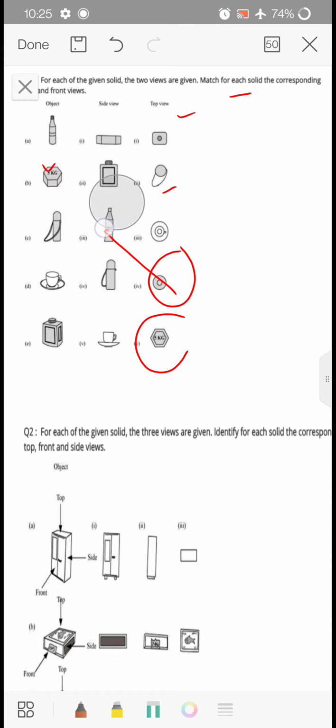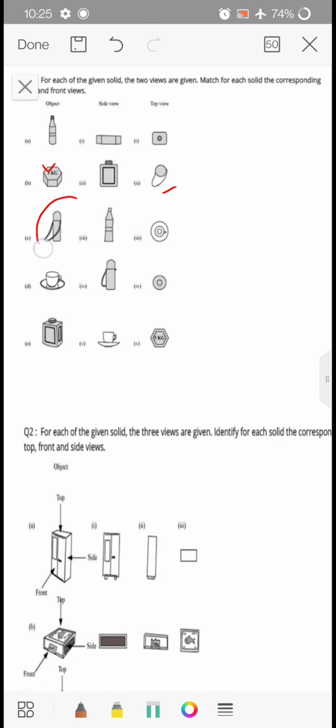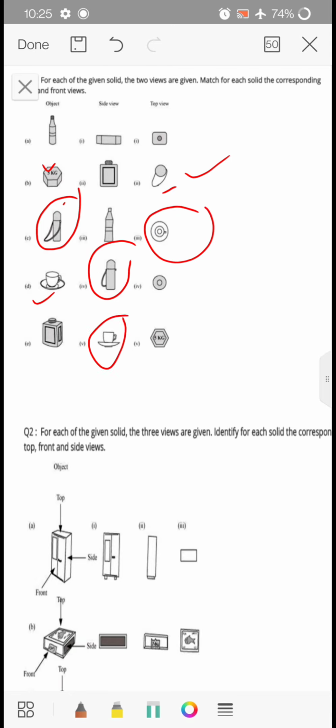Moving to the next, the third one, this one, the flask. Here the top view looks something like this, and in this you will find the thread, meaning this one is the top view and this can be the side view. It's easy, no dear students? Yes, it's very easy. Then the next is the cup and saucer. Over here, if you look at it from the top, then this can be the top view and this can be the side view.